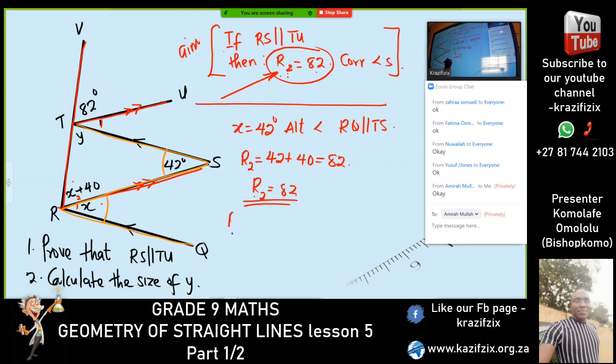All right. Now, since R2 is equal to 82, which is equal to angle VTU, those two angles are now equal. What does that tell us? Remember we said if this can be equal to that. Since R2 is equal to 82, which is equal to VTU, therefore RS is now parallel to TU.